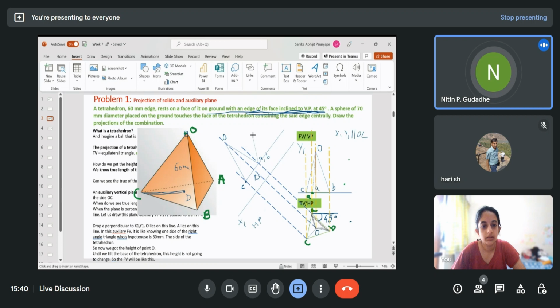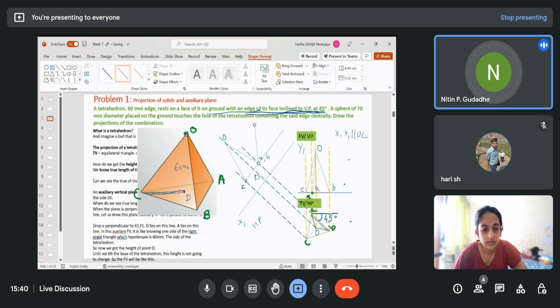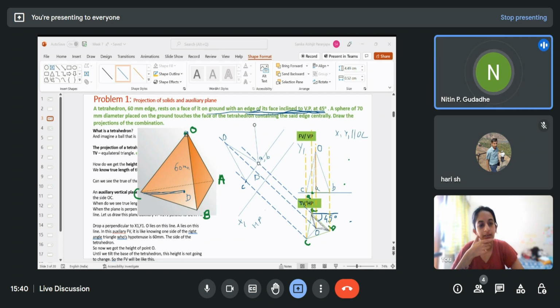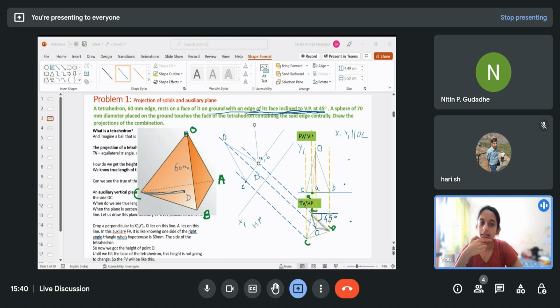So, yes, while finding the true length of the tetrahedron, instead of making the plane inclined x1 y1 at 45 degrees, we can calculate the height directly from the top view. If we draw a horizontal line from O and then rotate edge OC around O, yes, you are correct. You can do that also.